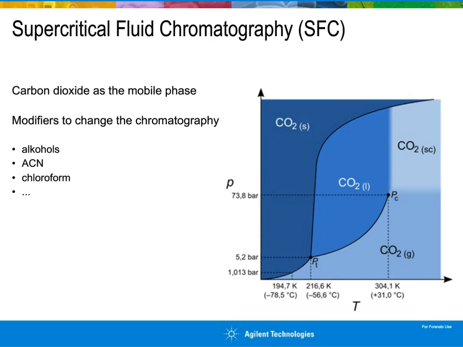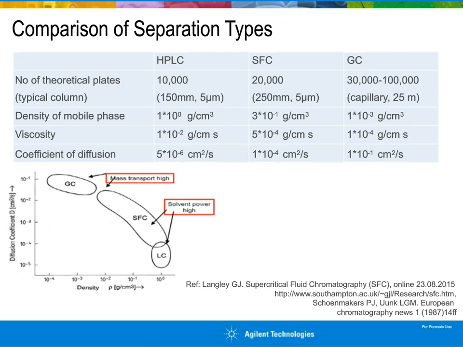For those of you who know SFC, not just from sparkling water or something, you can have CO2 in different constitutions. What we're looking for is here in that corner, above a certain pressure and above a certain temperature, where CO2 is in a supercritical state, and we use that state to use CO2 as one of our solvents in a chromatography.